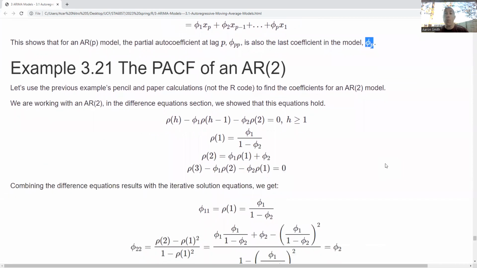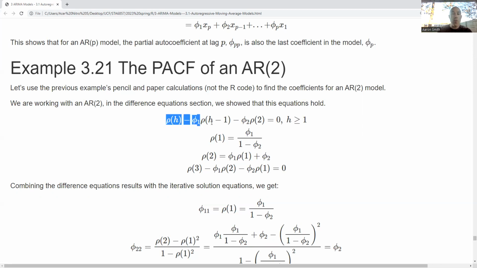All right, so let's look at the partial autocorrelation of an AR(2) model. Previously, we used pencil and paper calculations to find the coefficients of an AR(2) model. Well, something that we could do is sit down and start using the difference equations that we worked with previously to pull in some stuff. So what we want to do here is pull in the new stuff we're talking about and the difference equations material from that video, and bring it together and get more out of our analysis.